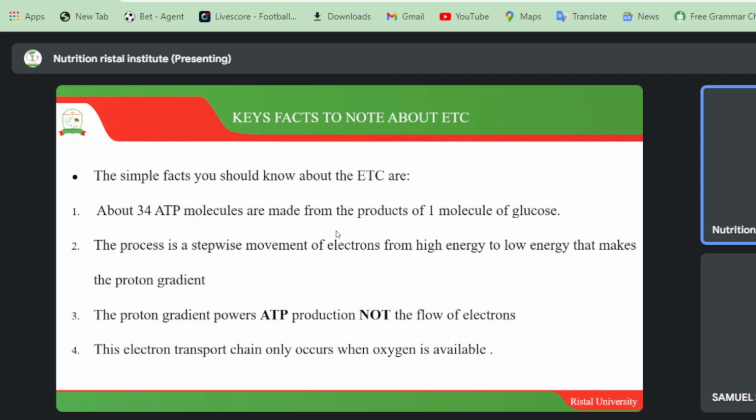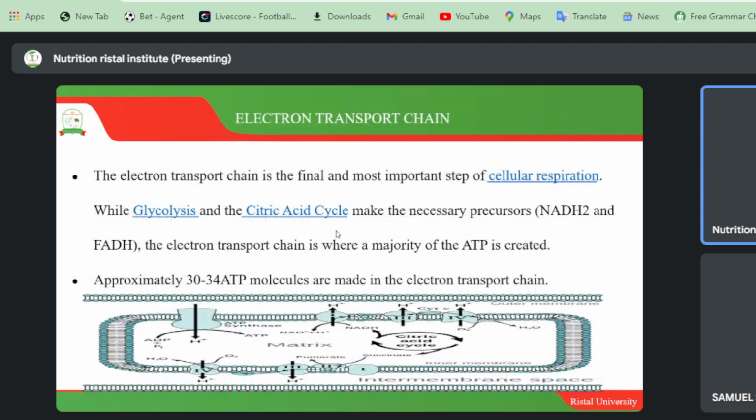And so the proton gradient powers ATP production, not the flow of electrons. Meaning those electrons can flow, but that proton gradient only powers the production of ATP, but not the flow of electrons. Those electrons can flow without ATP. So this electron transport chain only occurs when oxygen is available, since we know it's the final electron acceptor. That's its role, and we'll get to understand it.